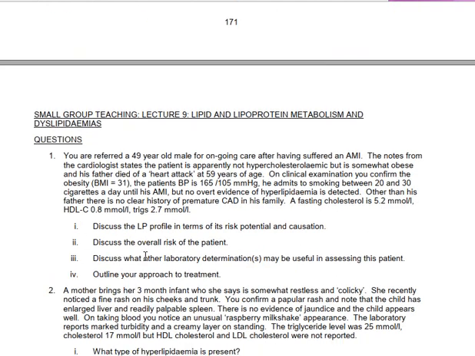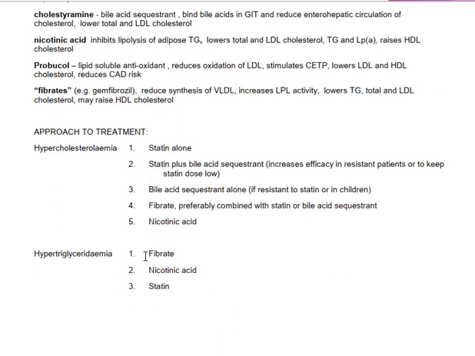Is it clear? So from here we have finished generally with all diseases involved with hyperlipidemia.